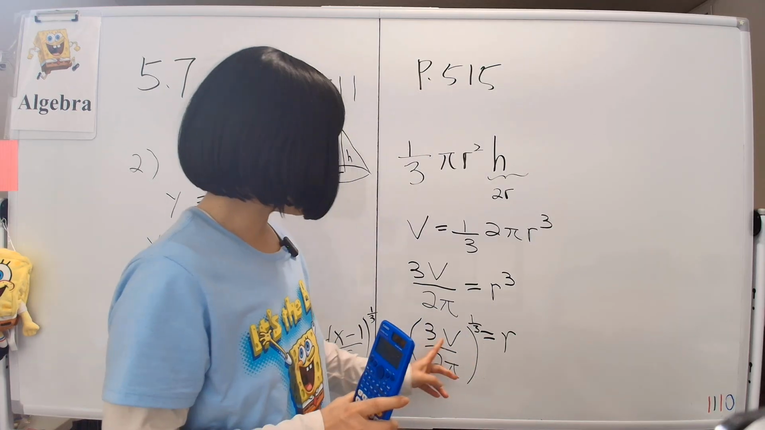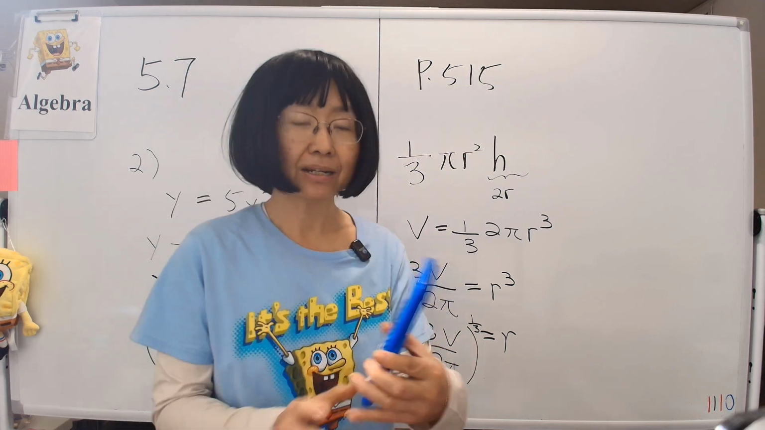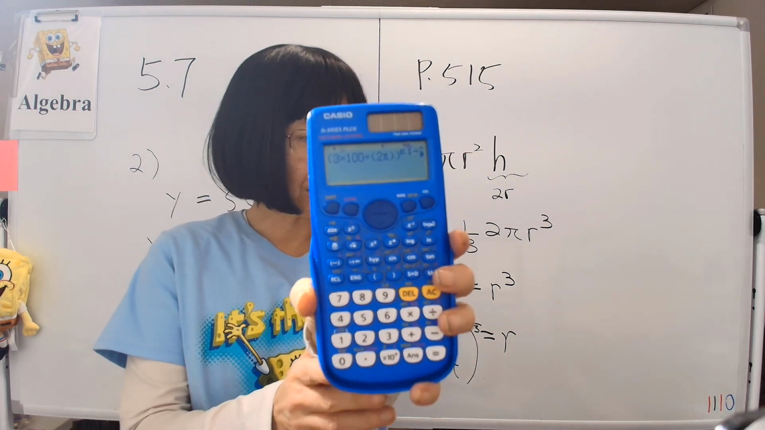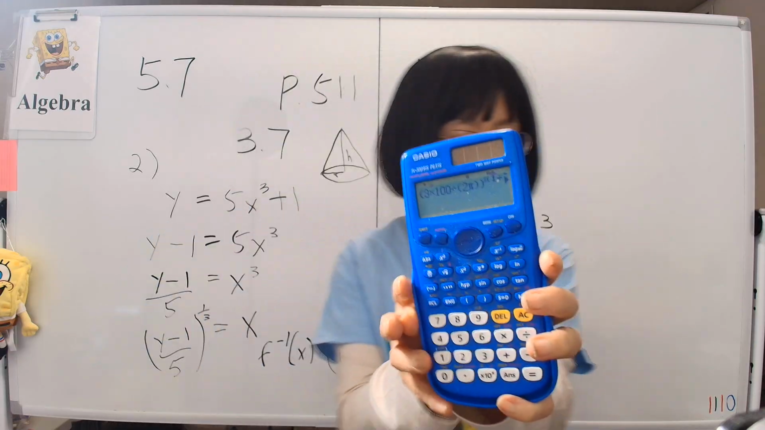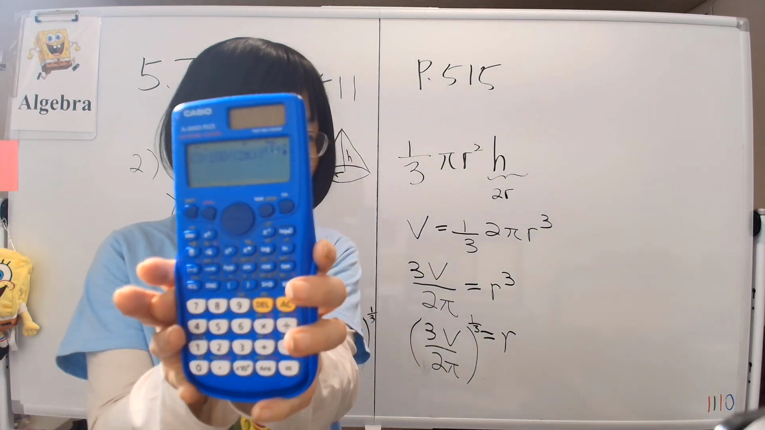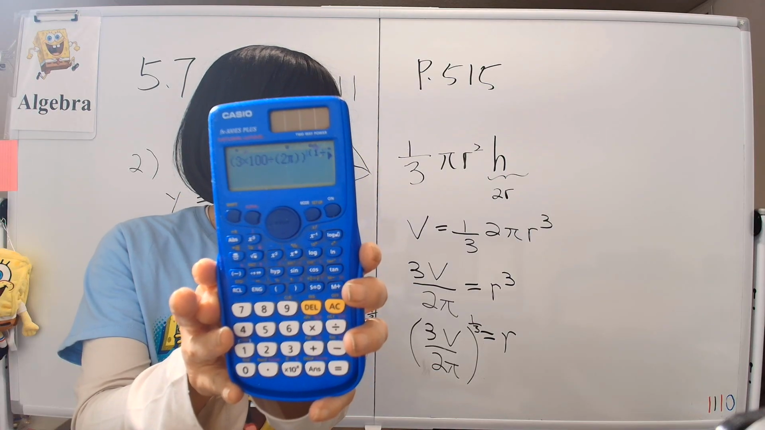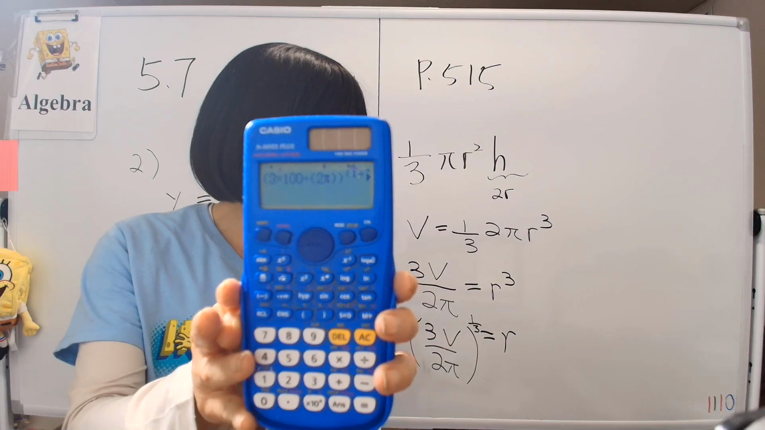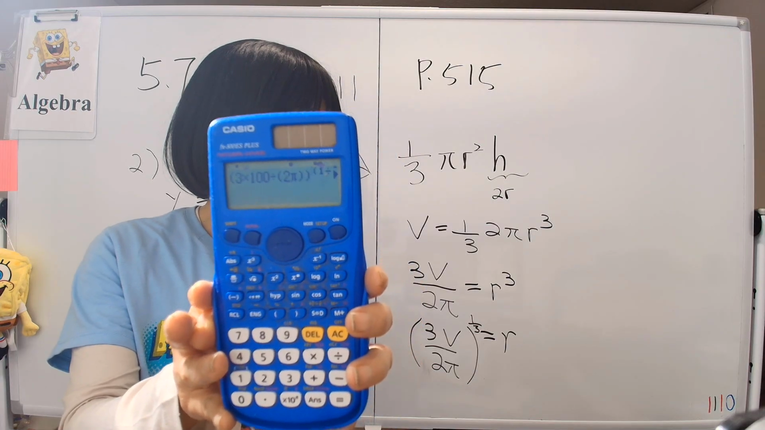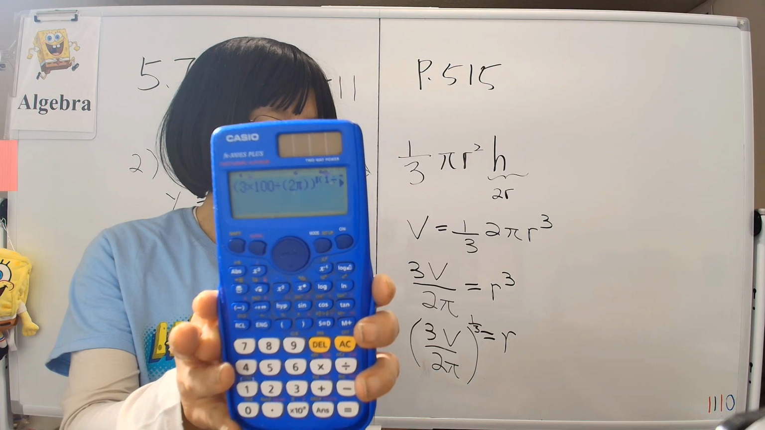So v is 100, okay, and all the other numbers are pretty clear. But when you type it, here is what you do. See, first you have 3 times v. That's good, right? And then divided by 2 pi. Now the divided by 2 pi, the 2 pi needs to be in parentheses. If you don't have that, then you're going to have a problem.